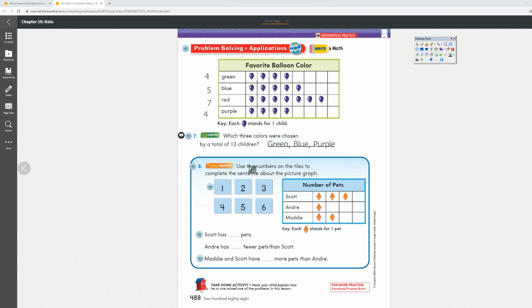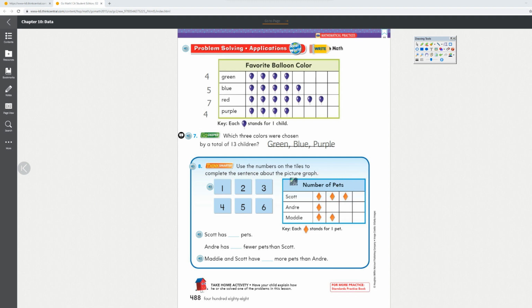Number 8. Use the numbers on the tiles to complete the sentence about the picture graph. So these are the number tiles that they give us in order to complete the sentence. And on the right, we have the actual picture graph. So let's start by understanding the picture graph. So here is the survey.